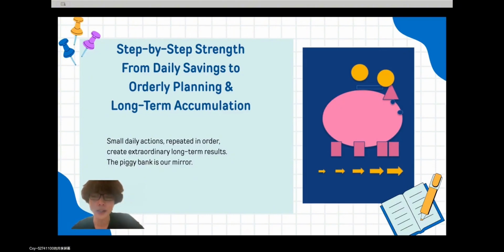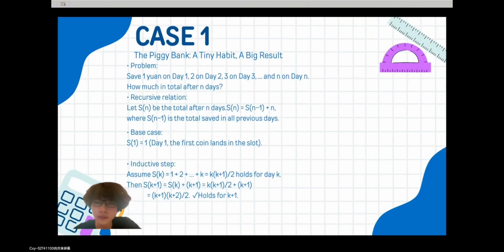Let's look at the example of the piggy bank, a simple tool for a profound lesson. If we save 1 yuan on day 1, 2 on day 2, and n on day n, we are essentially performing mathematical induction in real life. The base case: you must start today. A journey of 1,000 miles begins with a single coin. The inductive step: if you can succeed today, you can succeed tomorrow by repeating the same rule. This is how we conquer challenges.